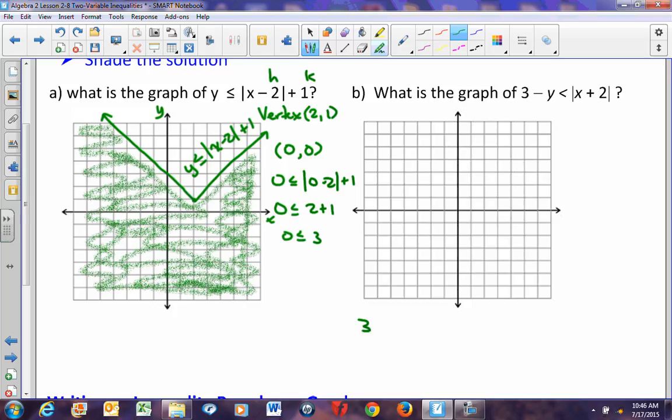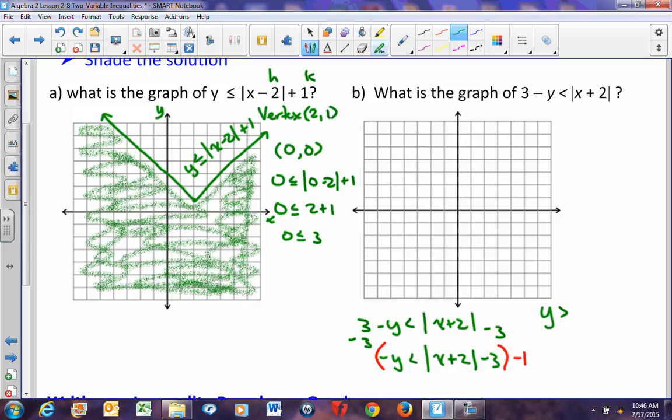You have 3 minus y is less than the absolute value of x plus 2. So the first thing I have to do is subtract 3. So I now have negative y is less than the absolute value of x plus 2, minus 3. But I can't have a negative y, so I have to multiply the entire equation by negative 1. Doing that gives me a positive y. But remember, when you multiply or divide an inequality by a negative number, your inequality symbol switches.